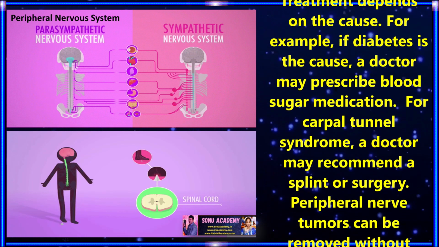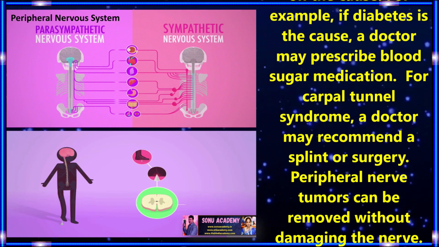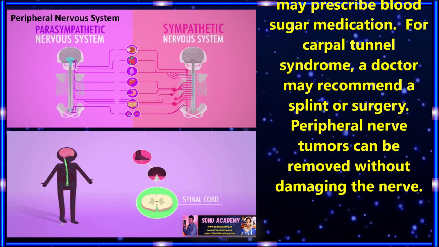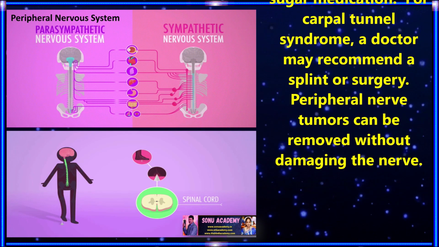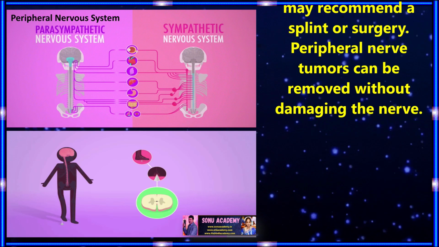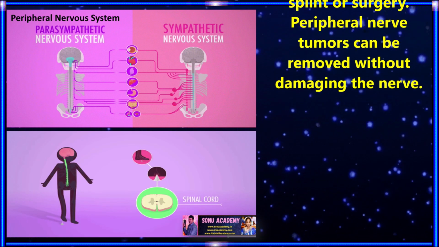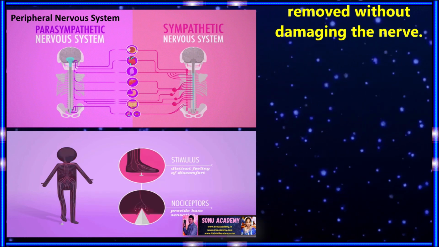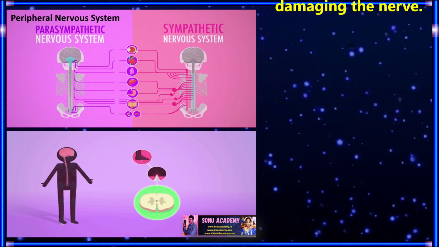Children, let us discuss the treatment for peripheral nerve system disorders. Treatment depends upon the cause. For example, if diabetes is the cause, a doctor may prescribe blood sugar medication. For carpal tunnel syndrome, a doctor may recommend a splint or surgery. A peripheral nerve tumor can be removed without damaging the nerve.